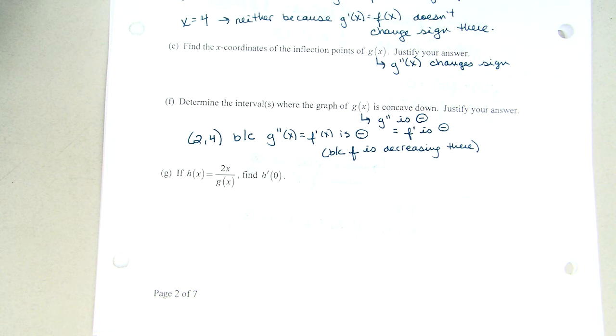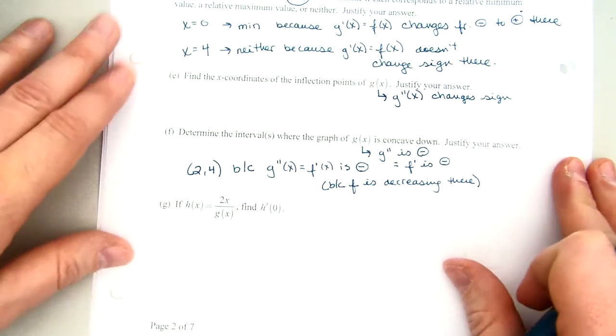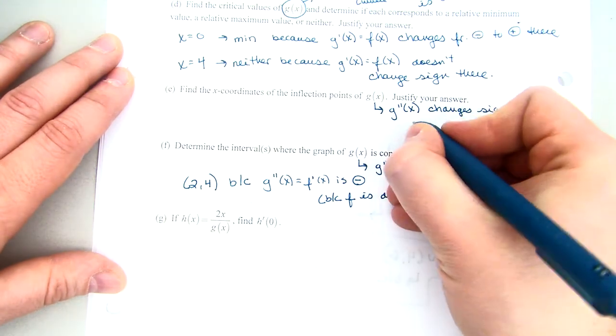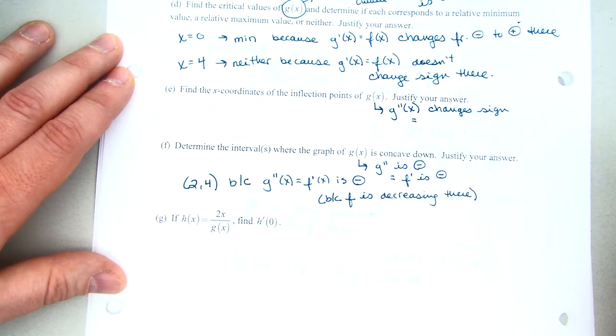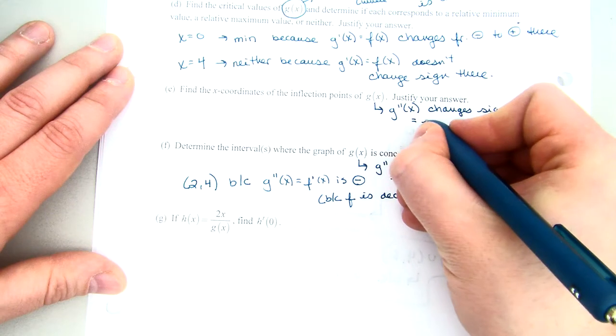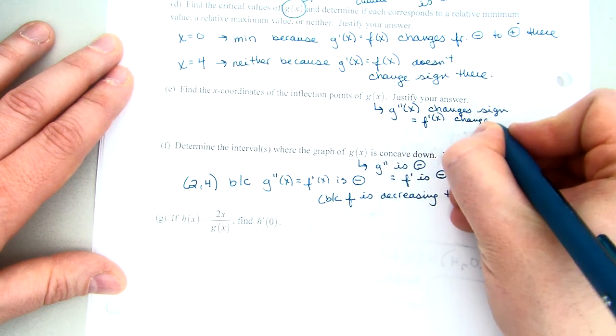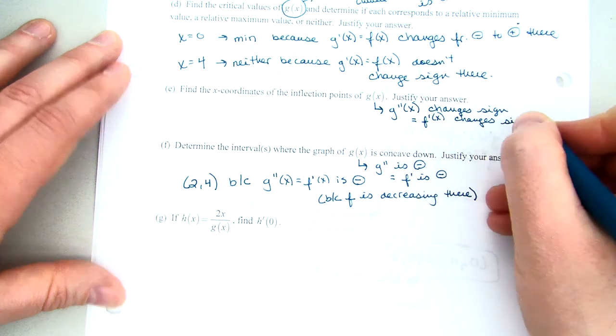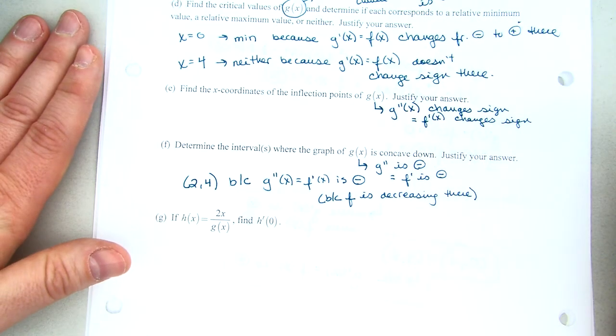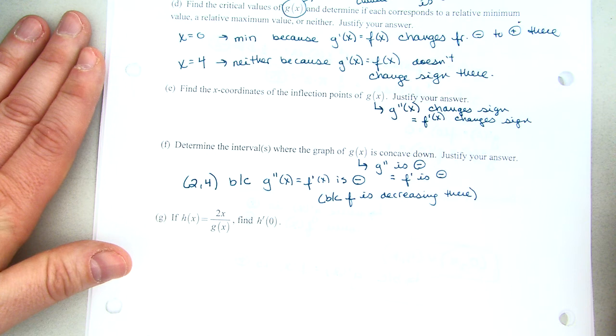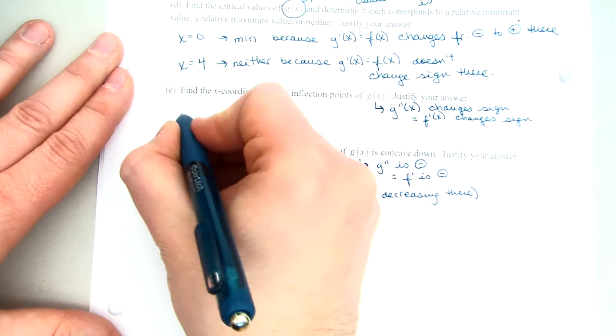Let's go back and do letter E. I'm looking for where G double prime changes sign, which is the same as when what's changing sign? F prime of X. And as far as you're concerned, what are you looking at changing sign? The area, the y values, or the slope? Give me the two places. 2 and 4.